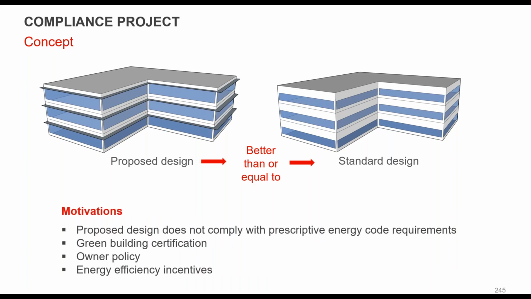So some of the motivations for doing this: your design, you may want to have more windows and you won't comply with prescriptive energy code requirements. You want to do something that's different and trade one area of performance for another. You want to do green building certification, or the owner has a target or a policy for that, or we're trying to look at energy efficiency incentives, and we'll talk about several of those going forward.